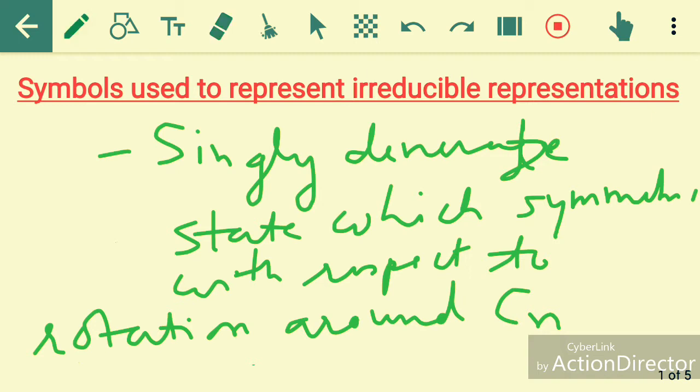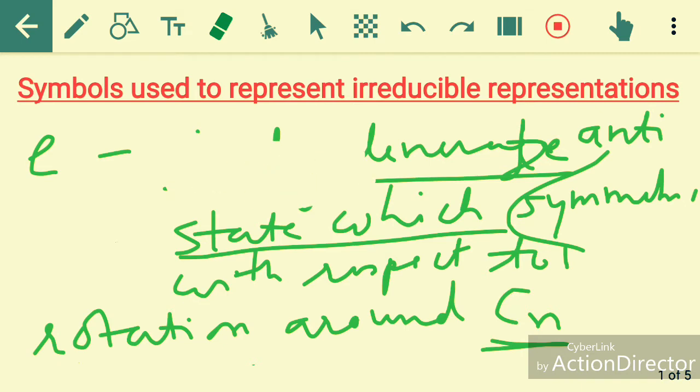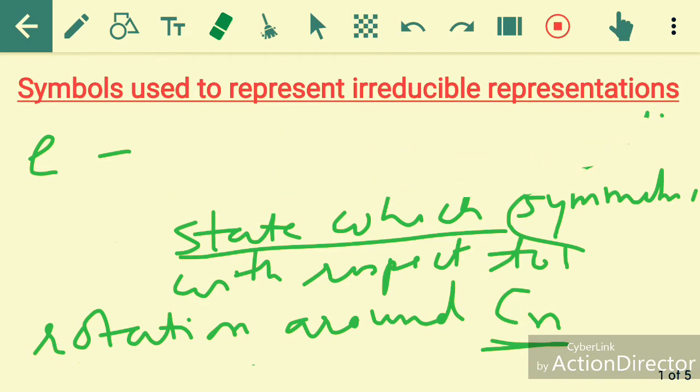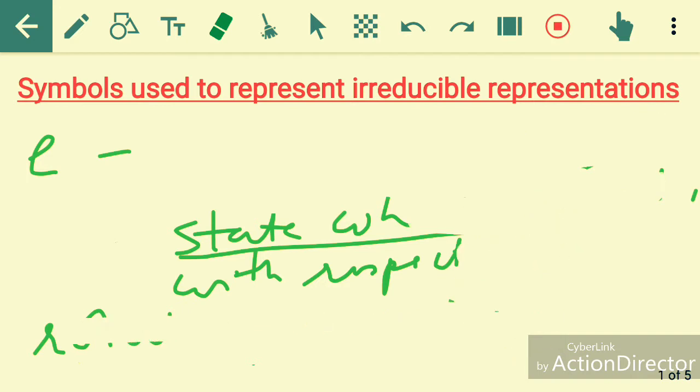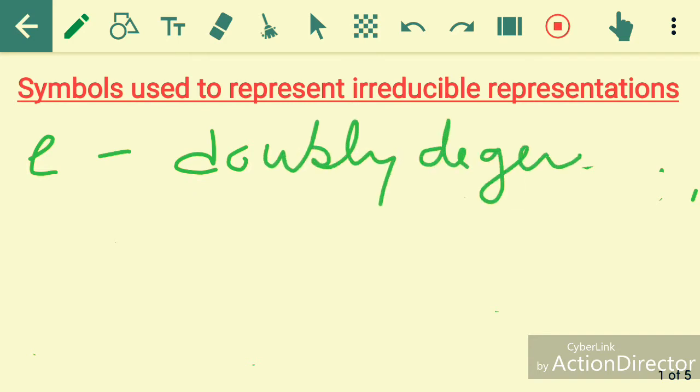Then what is B? Where do we use the symbol B? B is generally used for a singly degenerate state which is not symmetric, which is anti-symmetric with respect to rotation around the principal axis. Then the third symbol is E. E generally represents doubly degenerate states. So these symbols are used when the states are doubly degenerate.